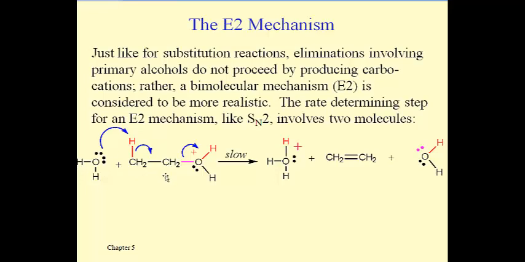So here we've got two things happening at the same time. We have the hydrogen being pulled away by this water molecule, and at the same time a water molecule is our leaving group on the other end. So this should look very similar to the SN2 mechanism. It's just that our result is an alkene instead of a substitution reaction.